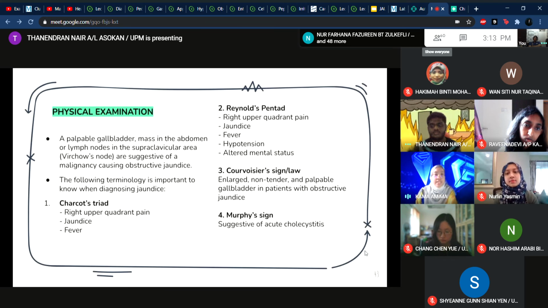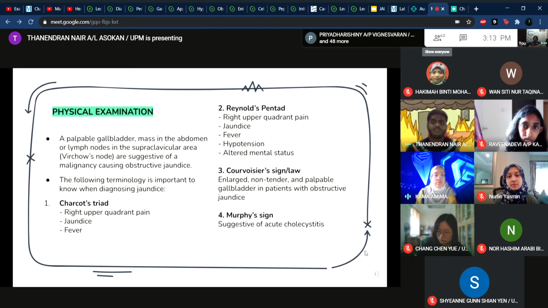The second one is Reynolds' pentad, which is a collection of signs and symptoms suggesting the diagnosis of obstructive ascending cholangitis, which is a serious infection of the biliary system. Reynolds' pentad is actually a combination of Charcot's triad with shock, represented by low blood pressure and tachycardia, and also altered mental status.